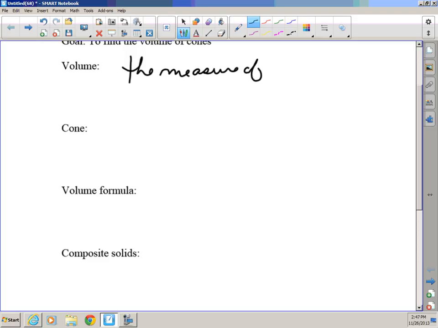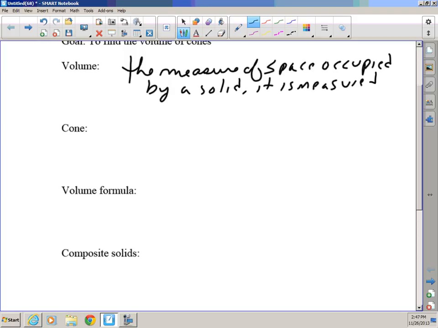of space occupied by a solid, and it is measured in cubic units.